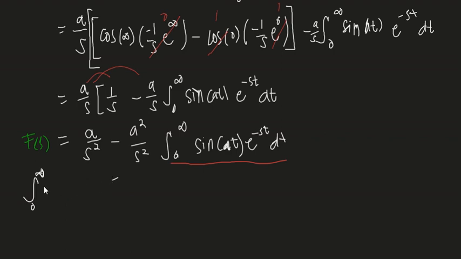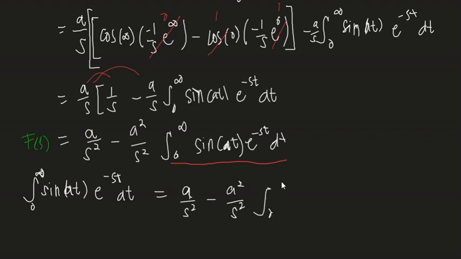Okay, a e raised to negative st, 2a all over s squared minus a squared all over s squared of the integral 0 to infinity sine at e raised to negative st dt.